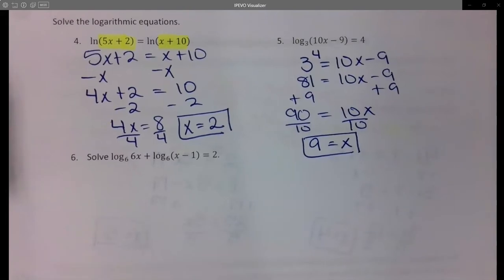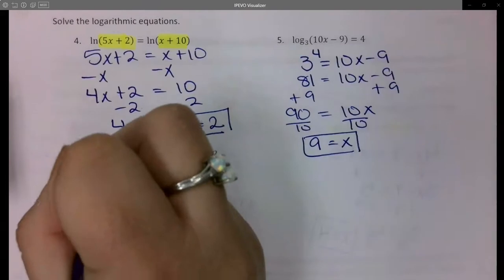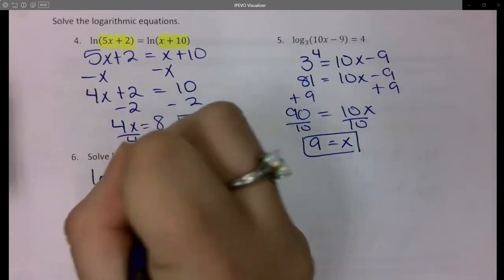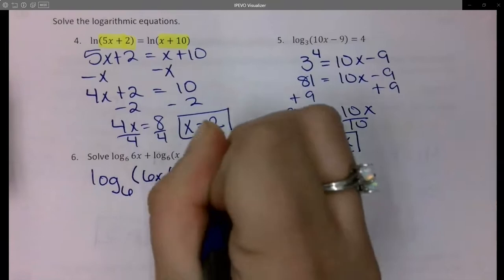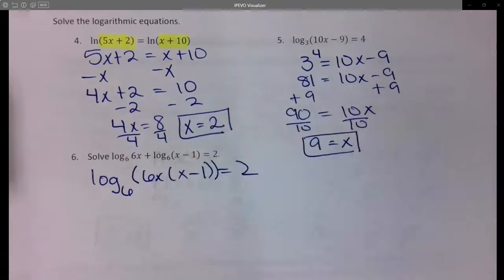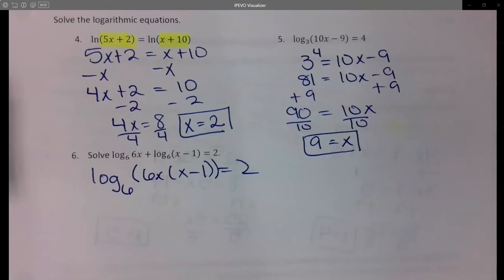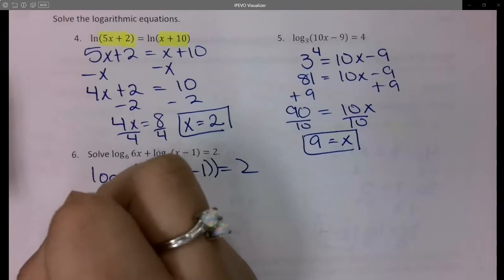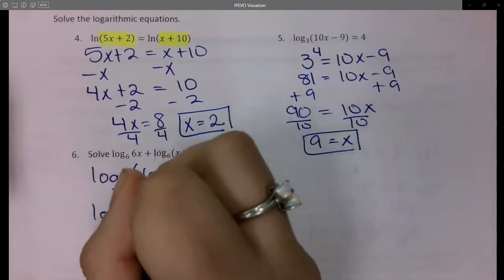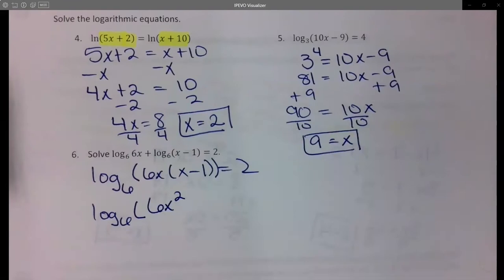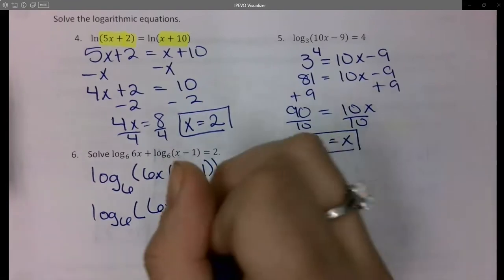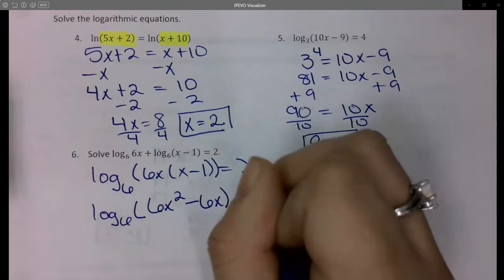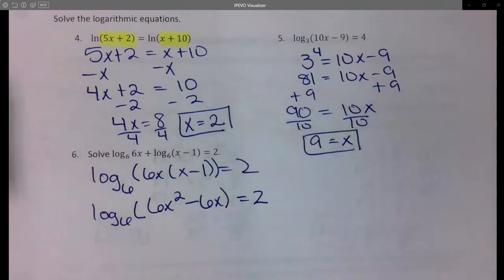Okay, on number 6, I want to use my logarithmic properties to condense. So I'm going to have log base 6, and then 6x times x minus 1 equals 2. That 2 is ugly, I'm so sorry. Then I want to go ahead and multiply the inside parts of my argument. So I have 6x times x is going to give me 6x squared. 6x times negative 1 gives me negative 6x, and it still equals 2.